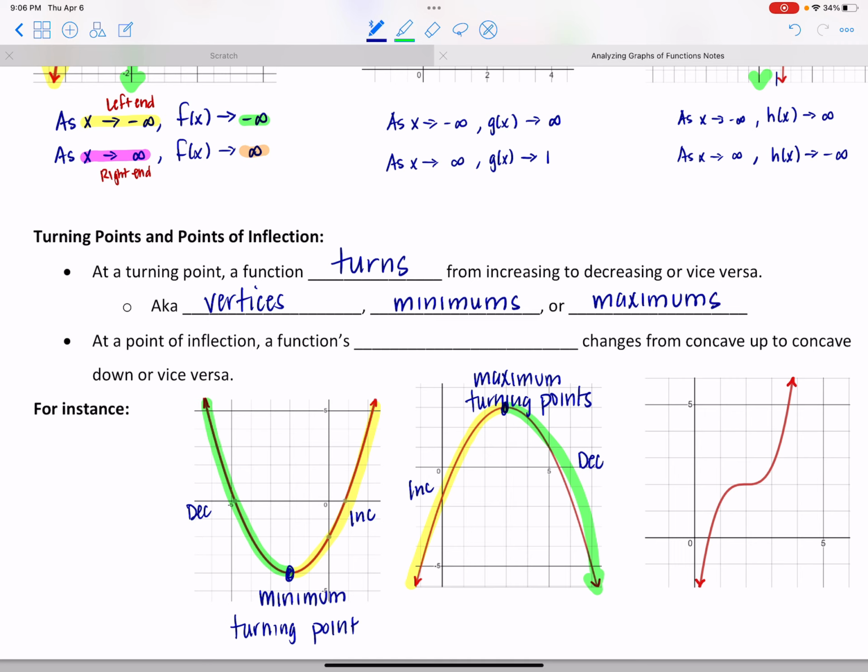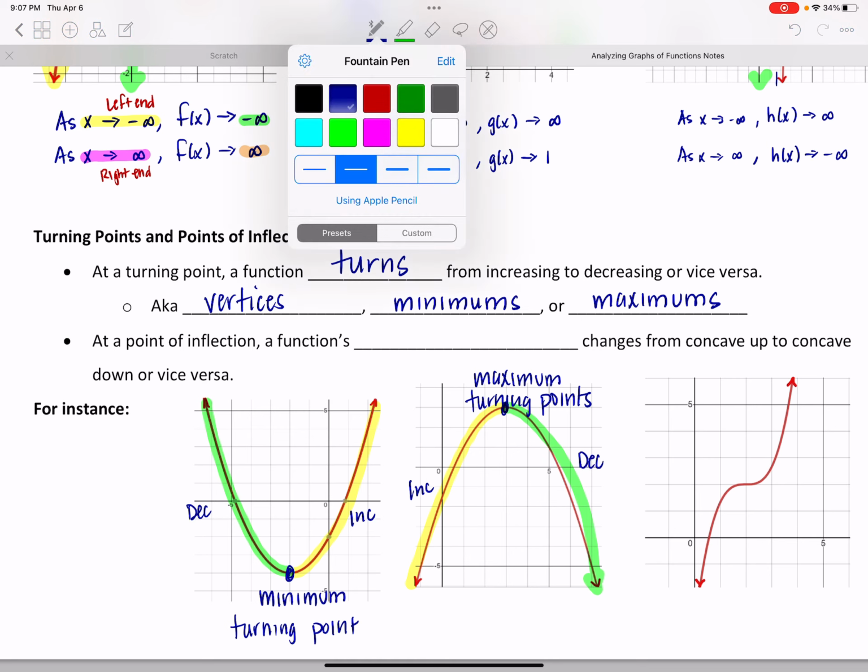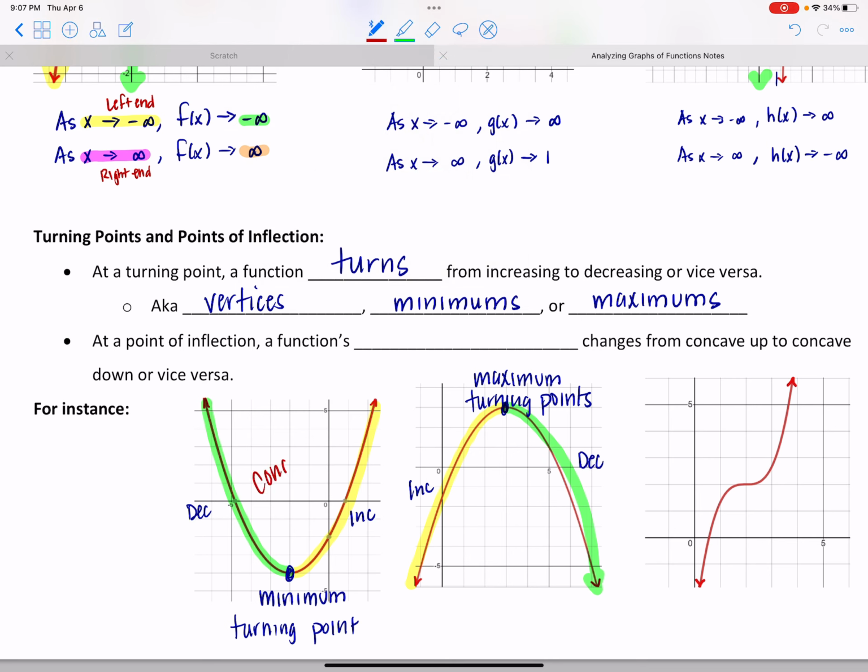Okay, and they also affect something called concavity. So that first parabola we say is a parabola that opens up, or to be a little more technical and use some of our math terminology, we say that that parabola is concave up. So we say this is concave up. The second parabola, where we're changing from increasing to decreasing, this parabola we say opens down. We also say it is concave down.